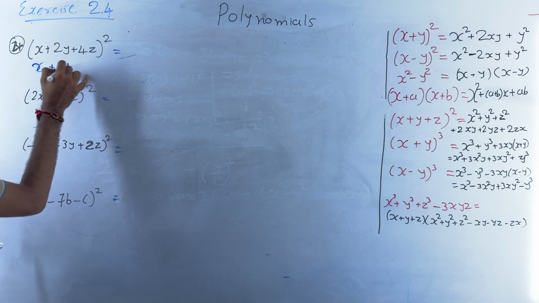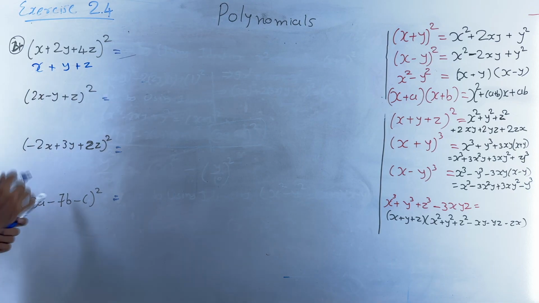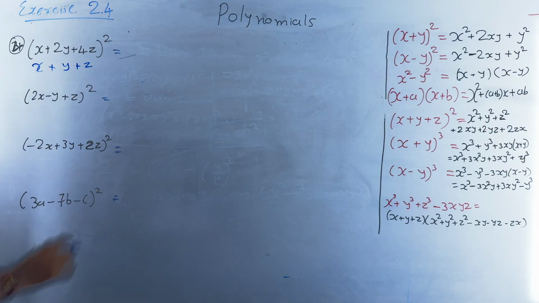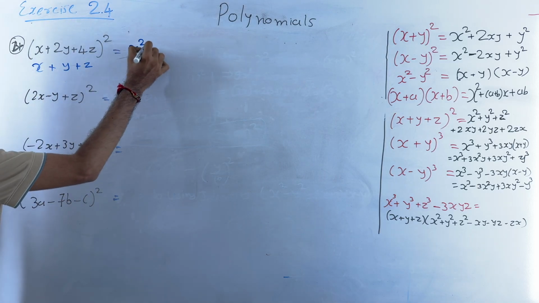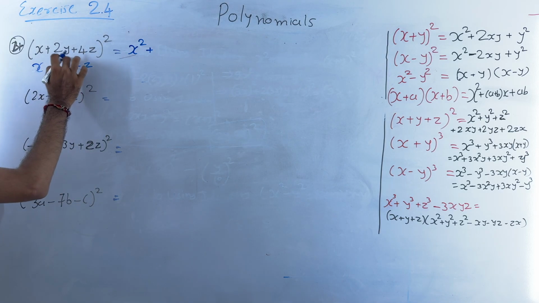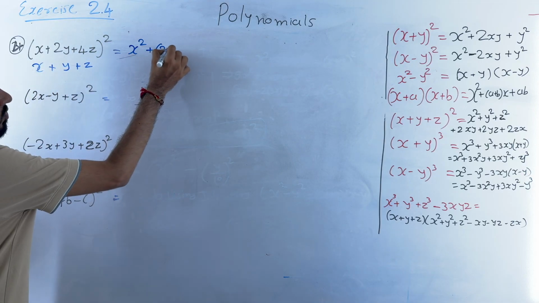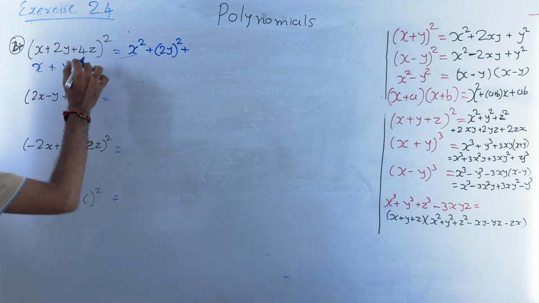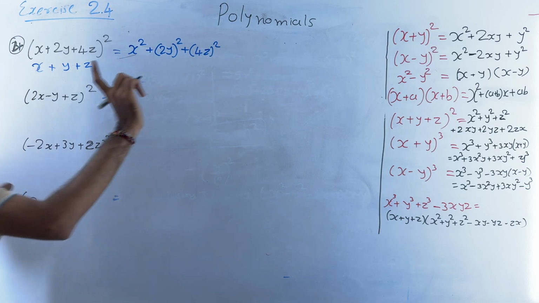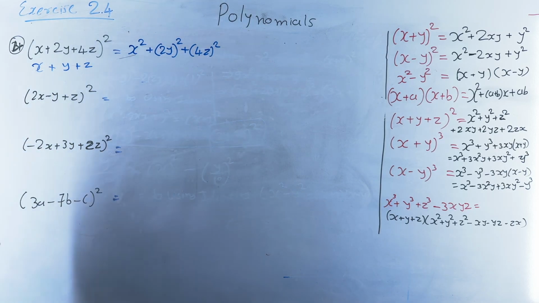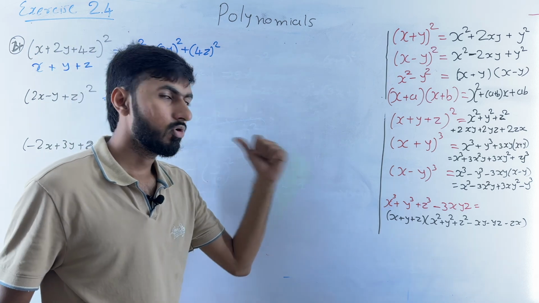X is equal to x, y is equal to 2y, and z is equal to 4z. So my answer will be x square, that is only x square, plus y square. Y square, that means 2y square. So I have to write 2y square. Z square, that is 4z square, right? 4z square. First step is you have to identify the identity, which identity will go with the question.